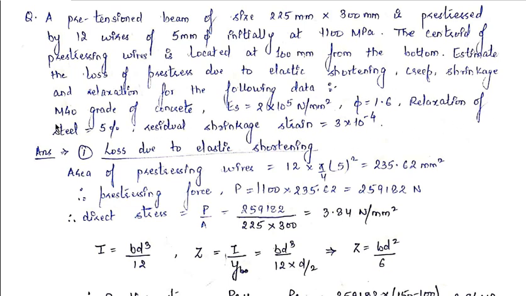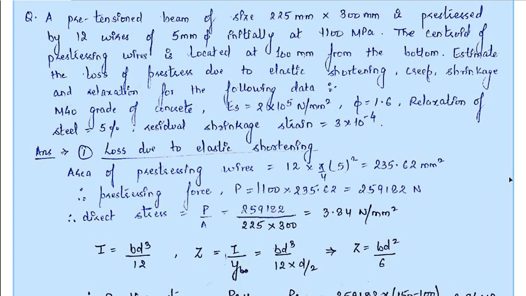So M40 grade of concrete is given. The modulus of elasticity of steel, that is Es, is given as 2 into 10 to the power 5 Newton per mm square. The creep coefficient, that is phi, is given as 1.6. It is given in the question that we can take the relaxation of steel as 5% of the total pre-stress, and the residual shrinkage strain is given as 3 into 10 to the power minus 4.